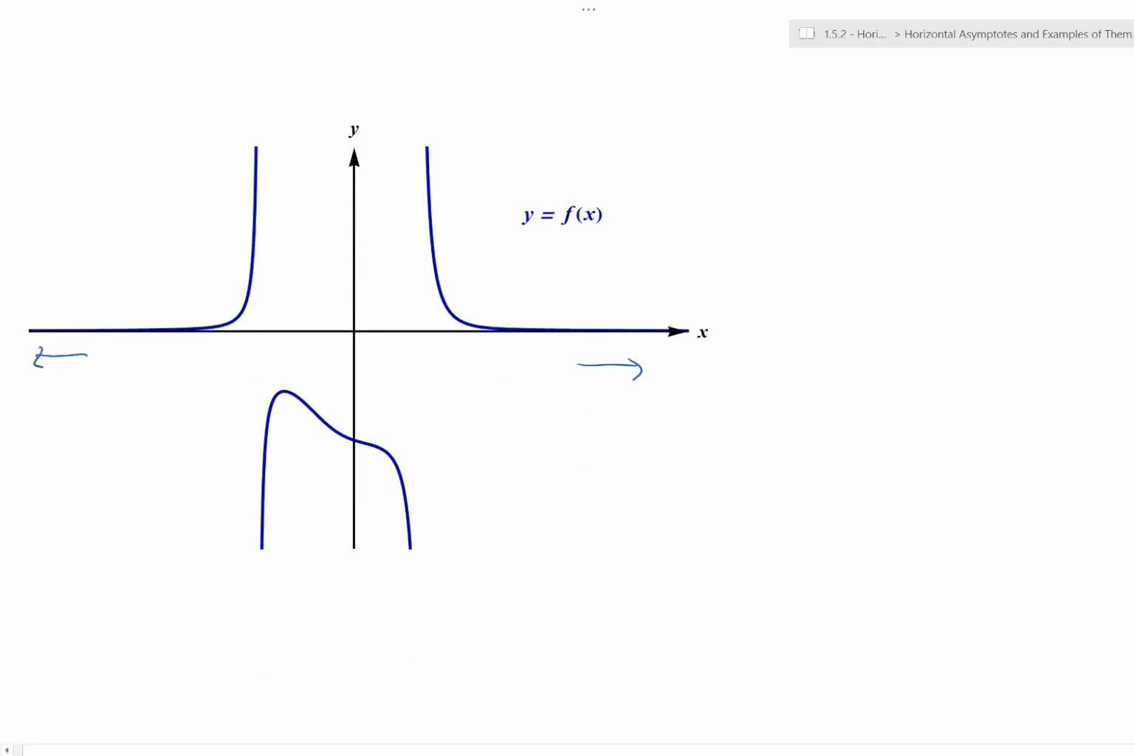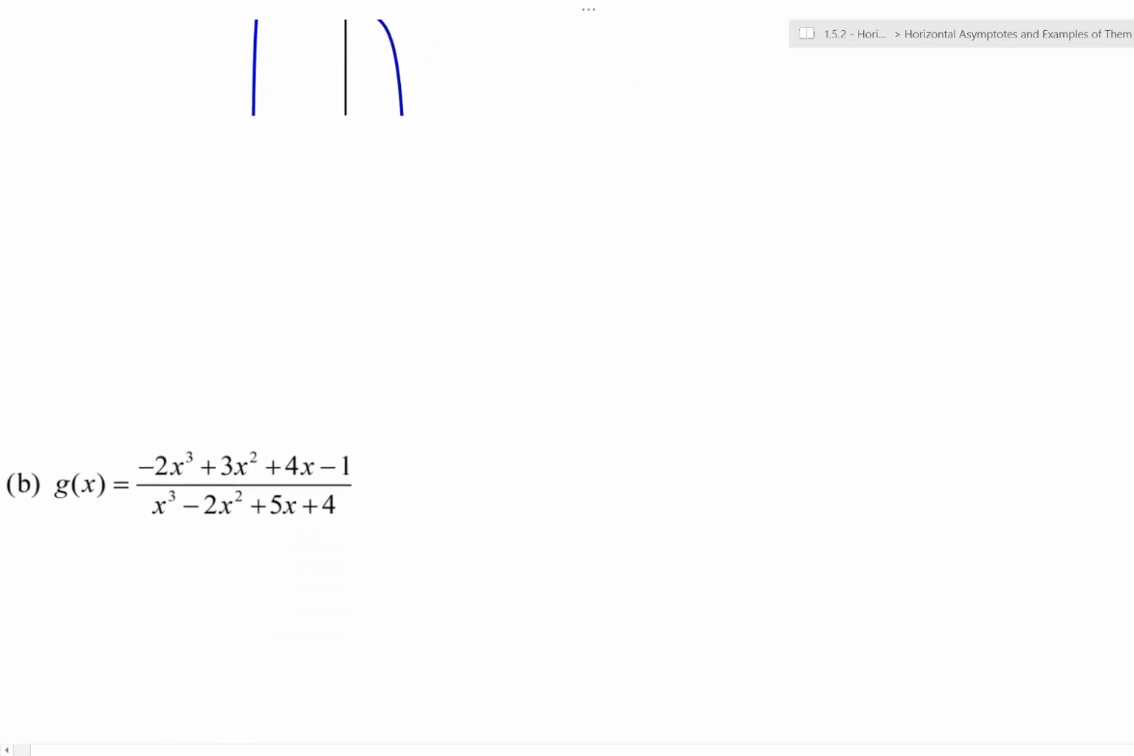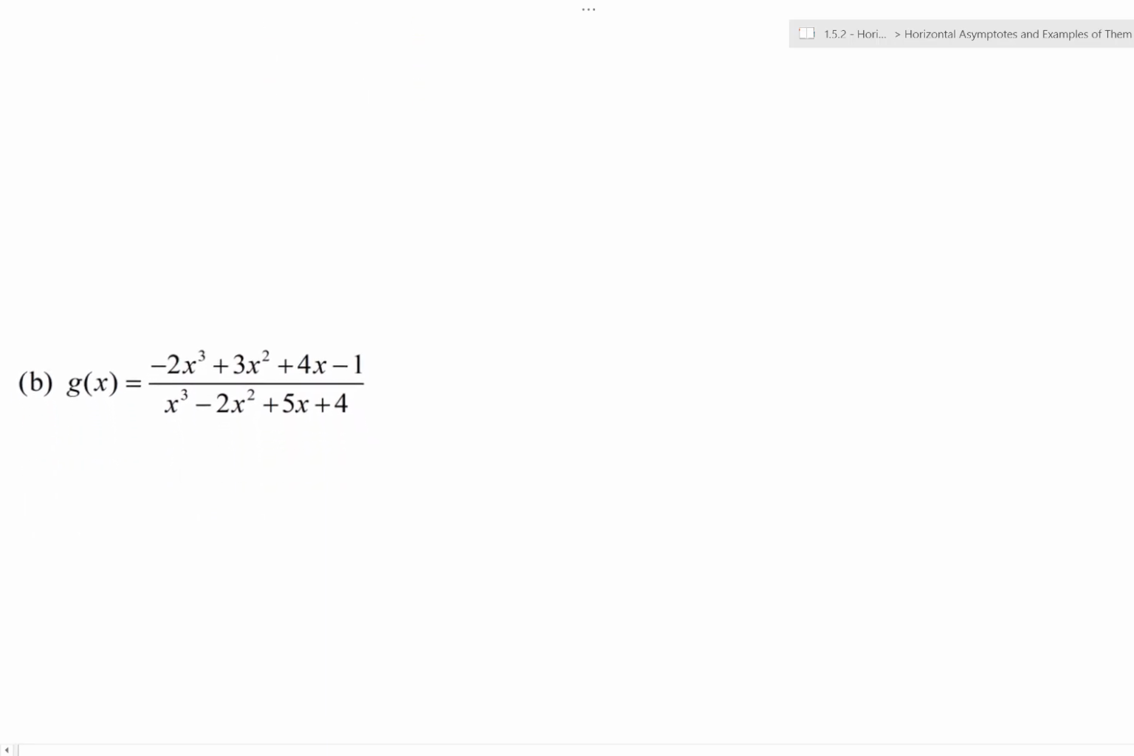Let's take a look at another example. Another rational function. In this case, let's call it g of x. We will look at a couple of examples of functions which are not rational here in a moment. But just sticking with the rational function g of x here, we can notice that we have a cubic polynomial in the numerator and a cubic polynomial in the denominator. And so when the degrees are equal in the numerator and denominator of a rational function, then we recall that the function will approach the ratio of the leading coefficients of the polynomials in the numerator and denominator.